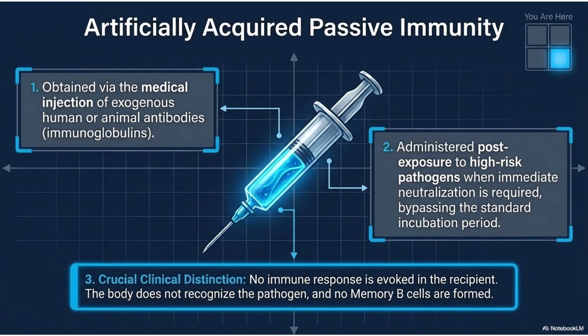But we pay the same price as all passive immunity, and the slide states that the crucial clinical distinction plainly. No immune response is evoked in the recipient. The body doesn't recognize the pathogen and forms no memory B cells. So this protection is a temporary bridge. It's powerful and instant, but destined to fade as the borrowed antibodies are cleared. It buys the critical time, but it does not confer lasting immunity.